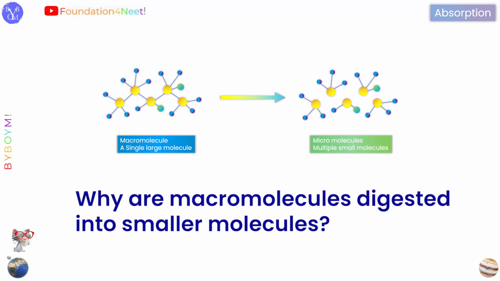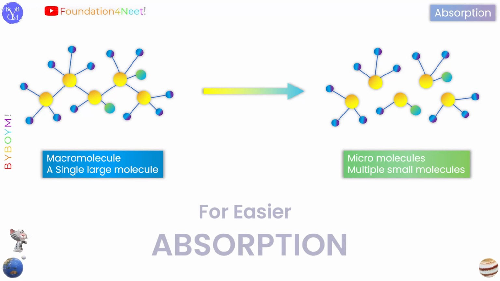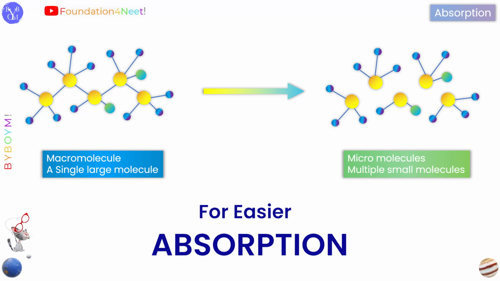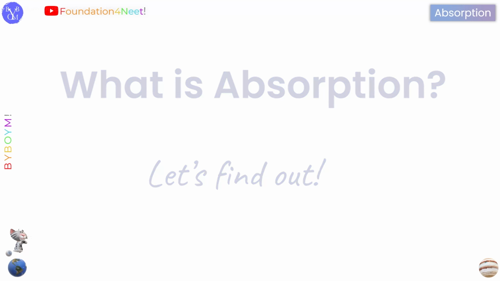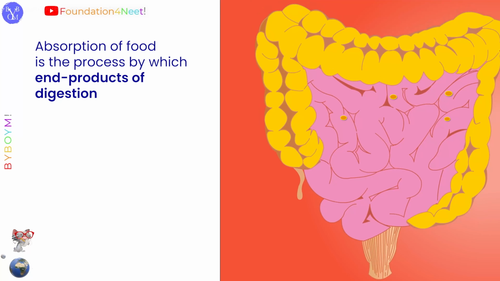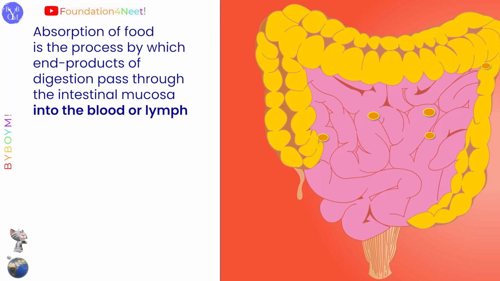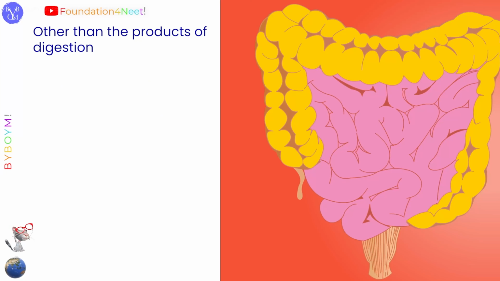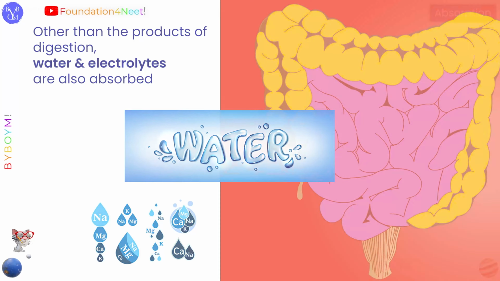But why are macromolecules digested into smaller molecules? The answer lies in the fact that they need to be absorbed. So the answer is absorption. But what is absorption? Let us find out. Absorption of food is the process by which end products of digestion pass through the intestinal mucosa into the blood or lymph. Other than the products of digestion, water and electrolytes are also absorbed.